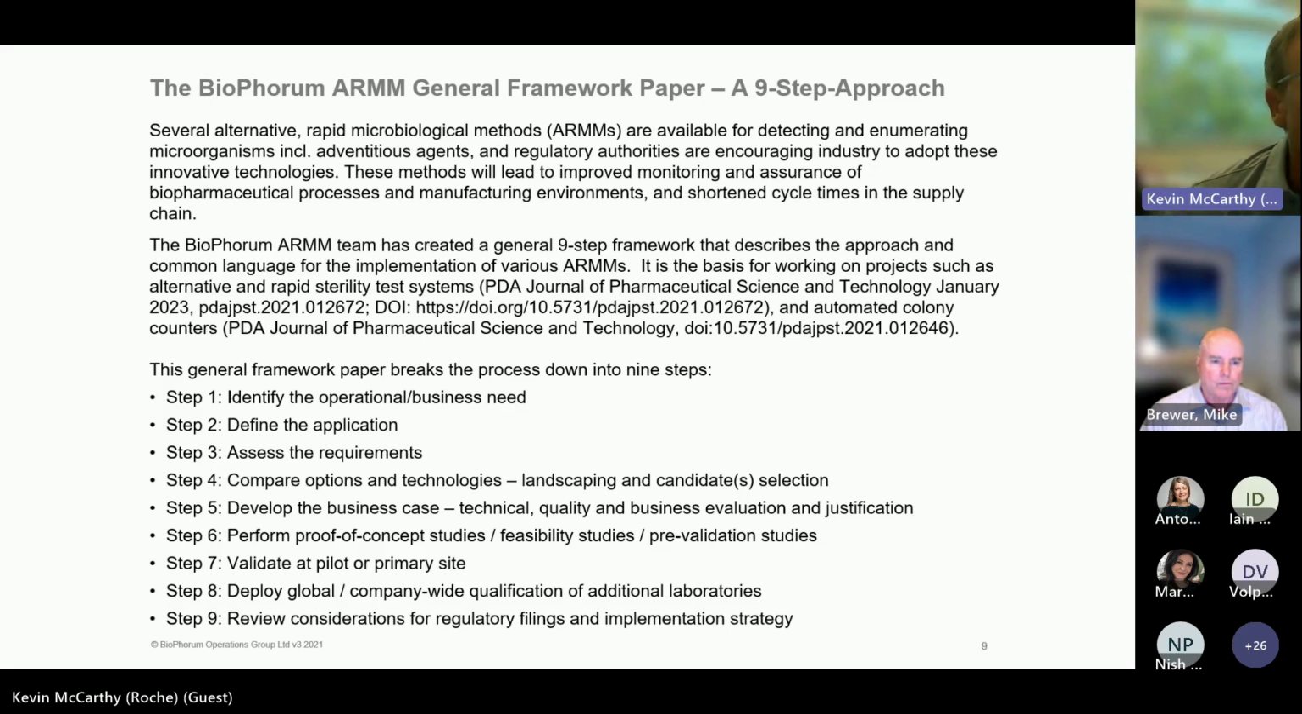6 is to perform your proof of concept studies. Then step 7, you validate at a pilot or primary site. And 8 is you deploy it globally or company-wide, depending on your situation. And then step 9 is review considerations for regulatory filings and implementation strategy.